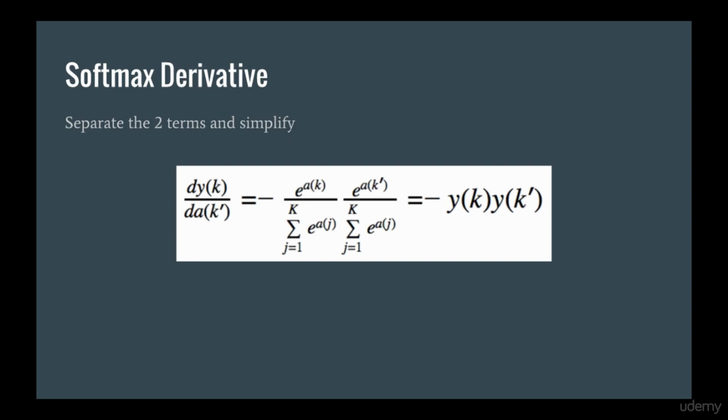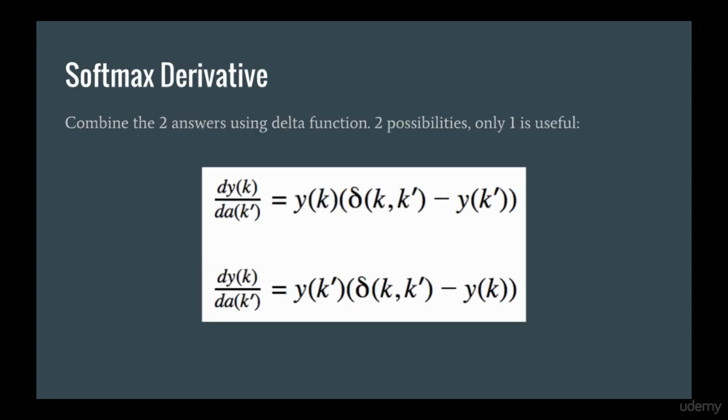We can give one of the sums to ak and one of the sums to ak prime so that we can again phrase the answer in terms of y. So it's equal to negative yk prime. Using these two results, we can combine the derivative to get it all in one equation using the delta function. The delta function is 1 if its two arguments are equal and 0 otherwise. Note that both these forms are equivalent, but only one of them will be useful in the backpropagation derivation.